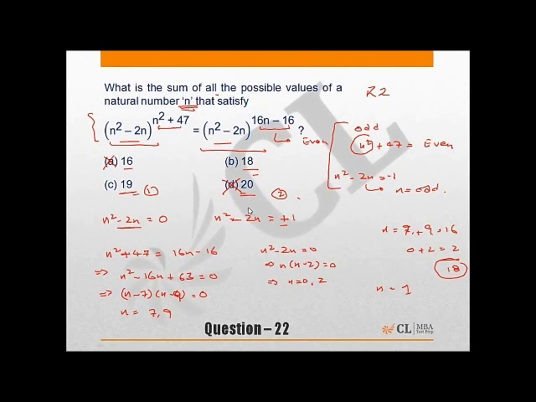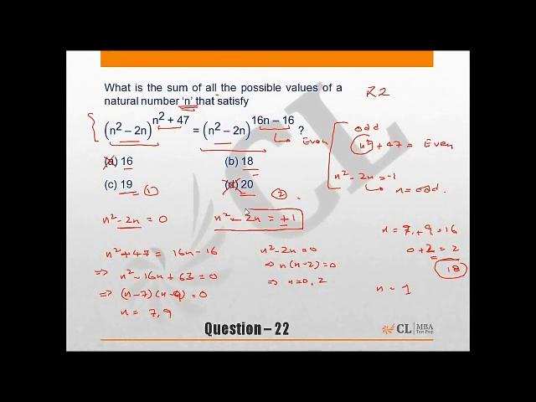D is incorrect, because if D has to be the answer, then the fifth number has to be 2, but the number 2 cannot come in twice. We have already counted it once here, so it cannot come in twice. So 20 cannot be the answer. So the only question which is left to check now is, is n equal to 1 a possible answer?